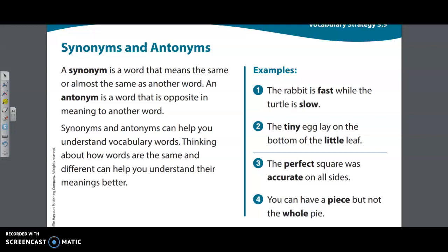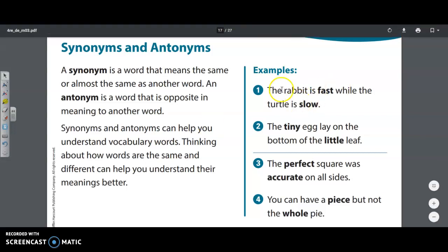Hi everyone, we are talking about synonyms and antonyms again. We talked about this earlier this week. And just remember, a synonym is a word that means the same or almost the same as another word. Synonym, same. An antonym is a word that is opposite in meaning to another word. So they are not the same. They are different things. So over here we have some examples.